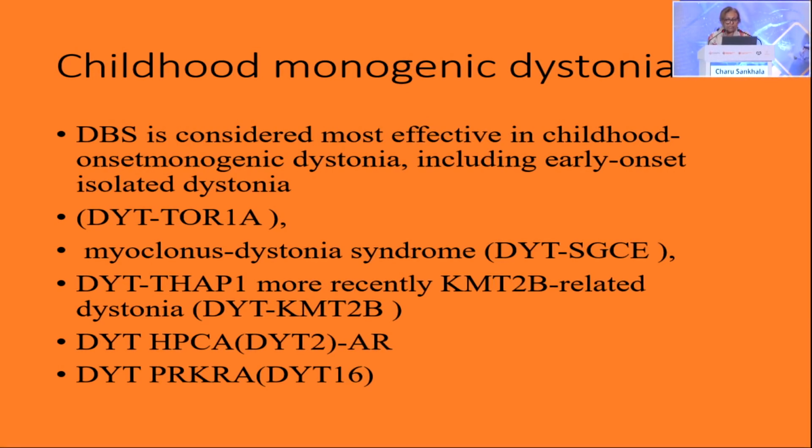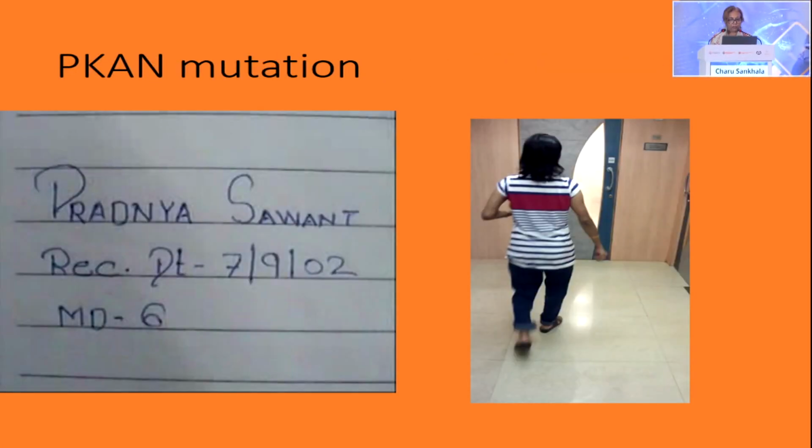So DBS is considered most effective in childhood onset monogenic dystonias. That is DYT TOR1A, myoclonus dystonia syndrome, DYT THAP1, which I showed you, KMT2B, DYT HPCA, which is an autosomal recessive dystonia, DYT2, and DYT PRKRA, which is DYT16. They respond very well to this thing. And yesterday, Dr. Bhatia told you about adult onset focal dystonia. So we have DYT GNAL and DYT ANO3, and they also respond very well to this thing.